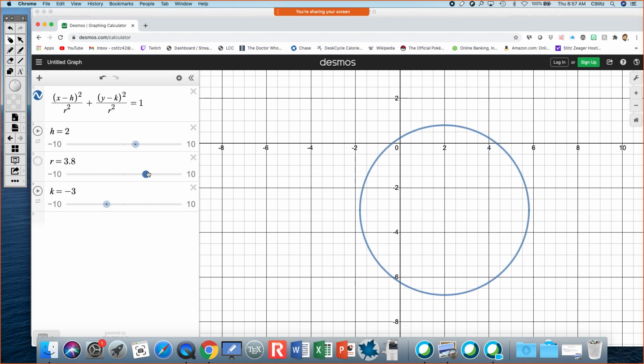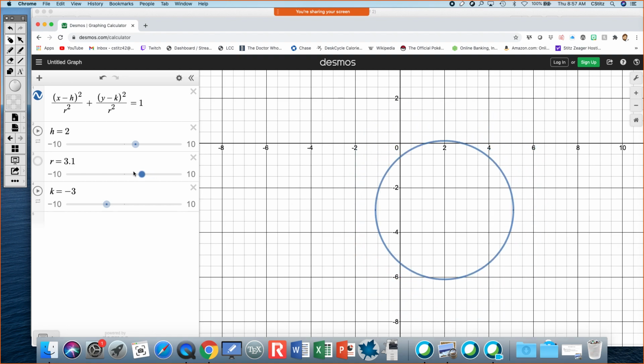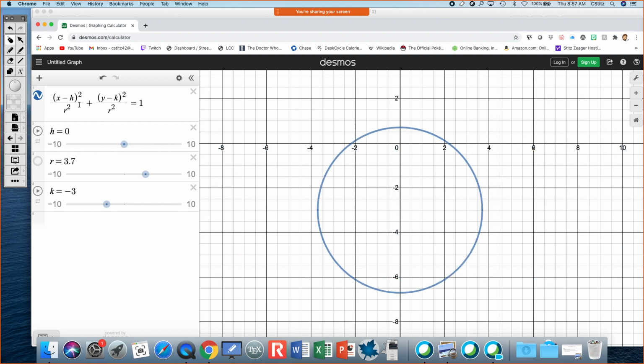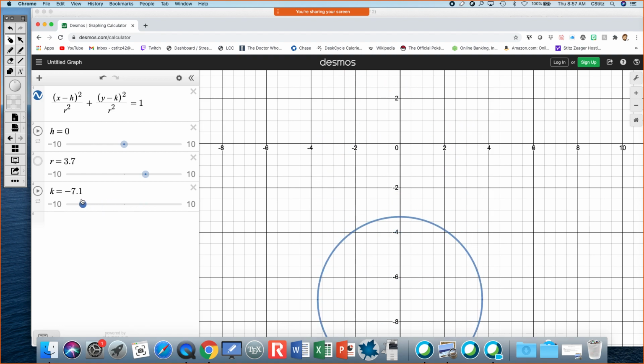I'm stretching or shrinking both the x and y direction by the same amount. So that's the magnification factor. The h controls the left and right because that's in there with the x. The k controls the up and down because that's in there with the y. So you can think of all circles as being transformations of the unit circle.